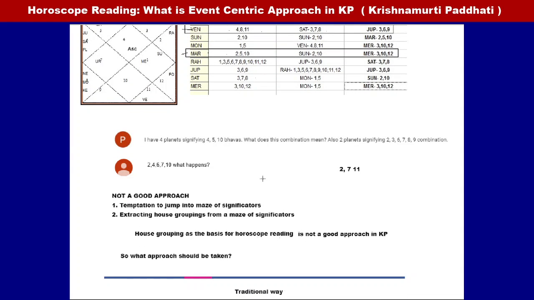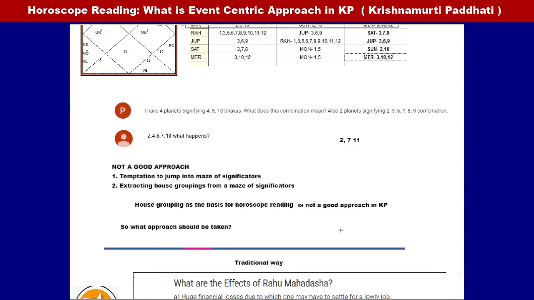So the temptation to jump into a maze of significators and extract house grouping from a maze of significators is not a good approach in KP for judging a horoscope. And so the rule that you should remember is that house grouping as the basis for horoscope reading is not a good approach in KP. Now obviously your next question should be: what approach should we take for analyzing a horoscope and writing and offering some predictions to your clients or family members or friends?